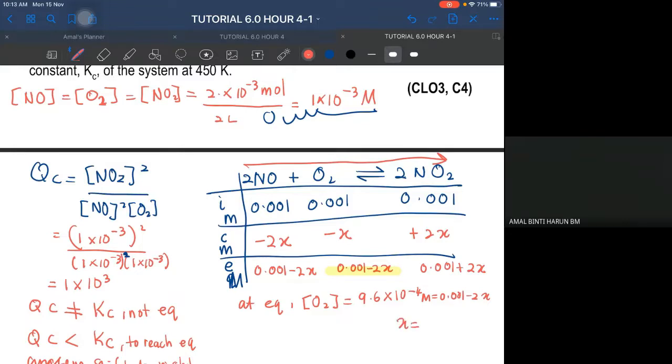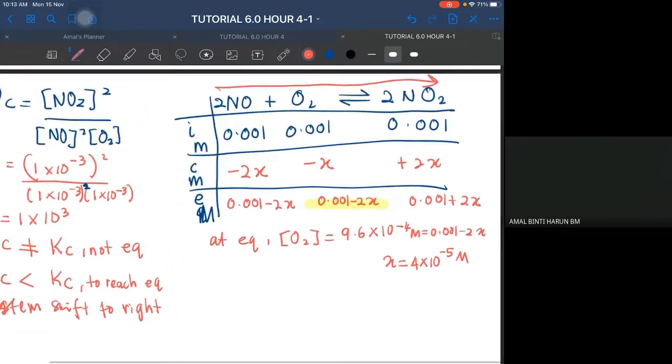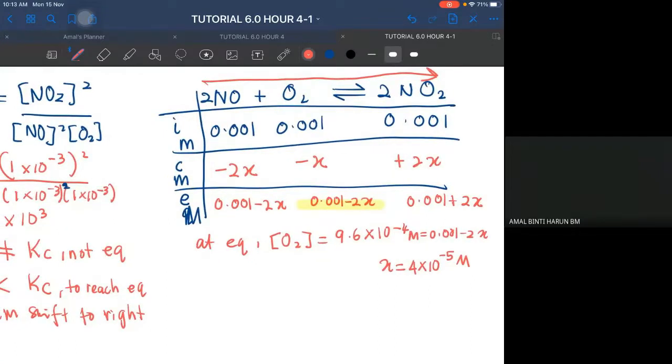Your x will be 9.6 exponent negative 5. Betul tak? Betul. Okay. Since kita dah tahu macam tu, kita dapat cari concentration. Carilah concentration NO. At equilibrium 0.001 minus 2x.